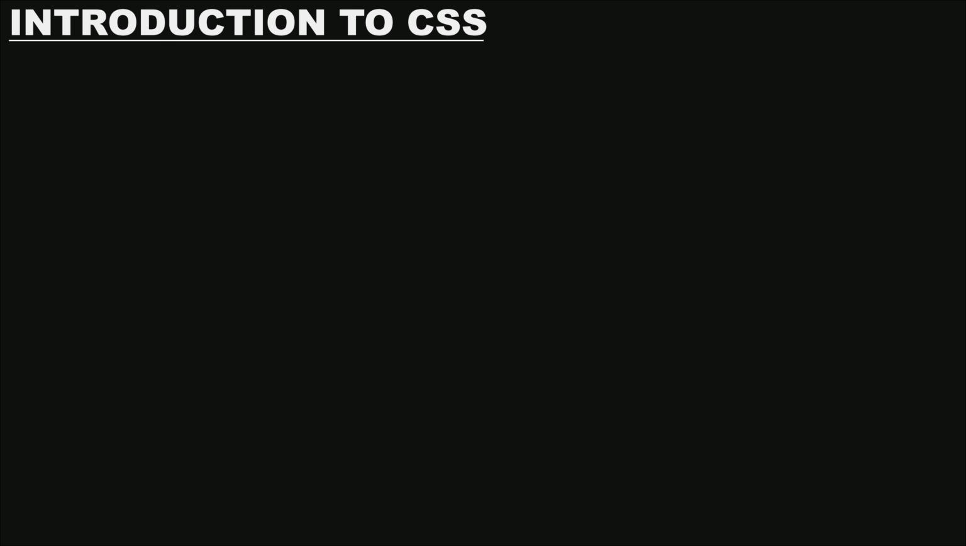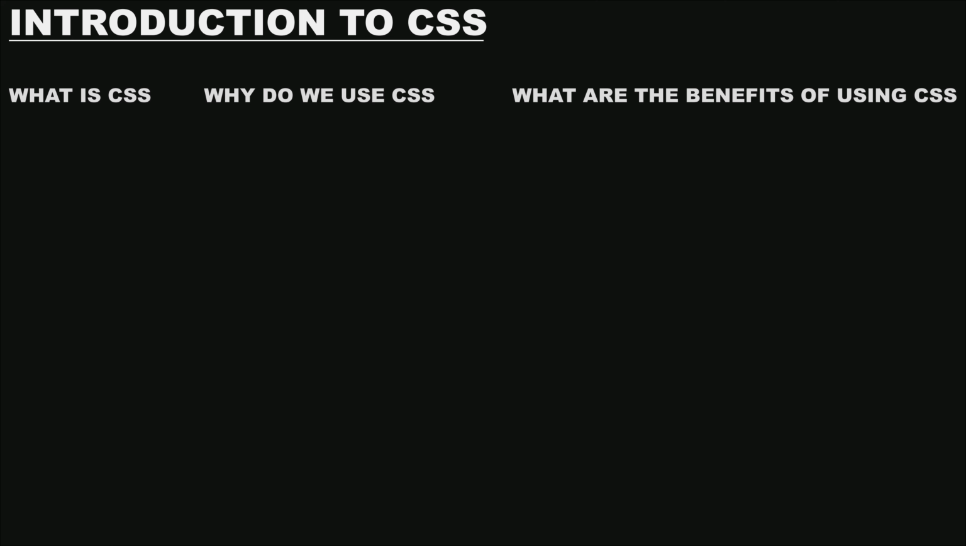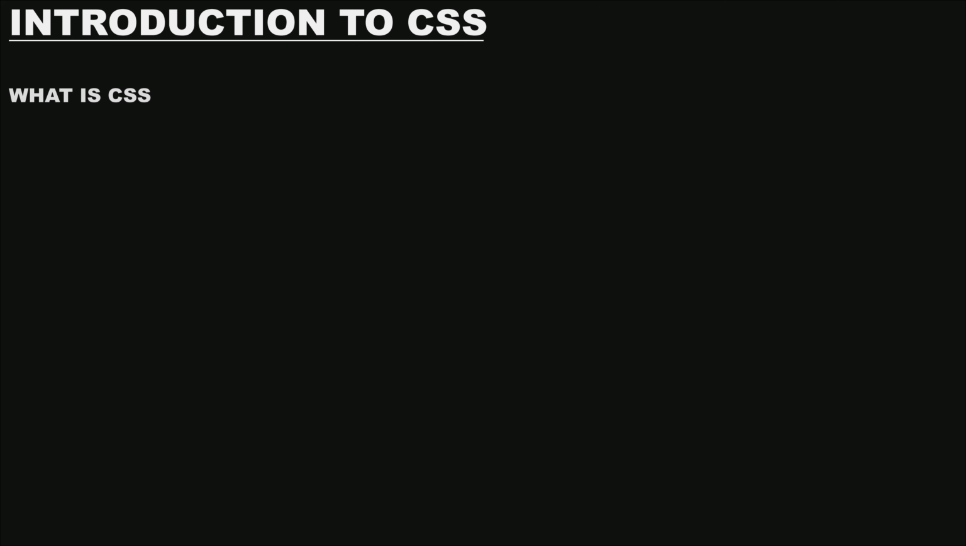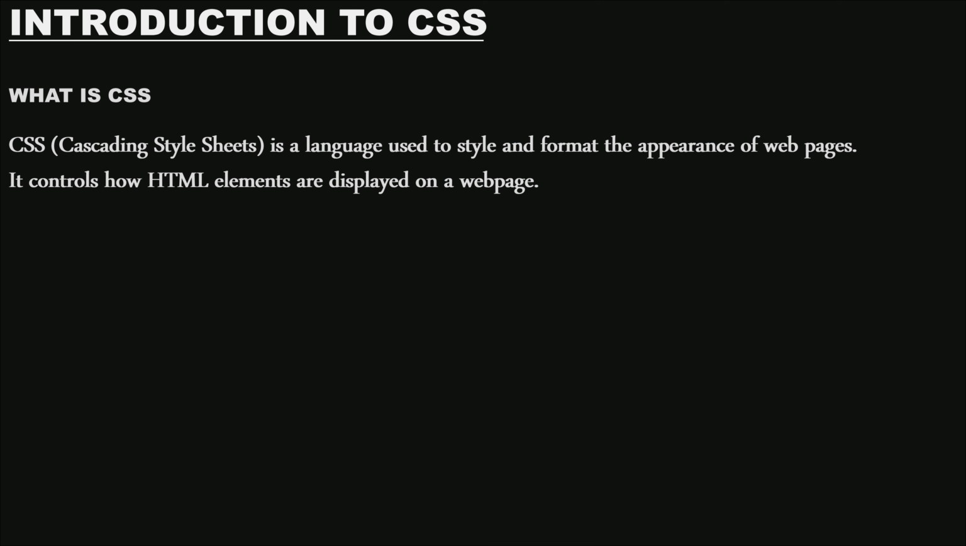Introduction to CSS. Before we begin, let's ask ourselves, what is CSS? Why do we use CSS? What are the benefits of CSS? Let's start by defining CSS. CSS, Cascading Style Sheets, is a language used to style and format the appearance of web pages. It controls how HTML elements are displayed on a web page.